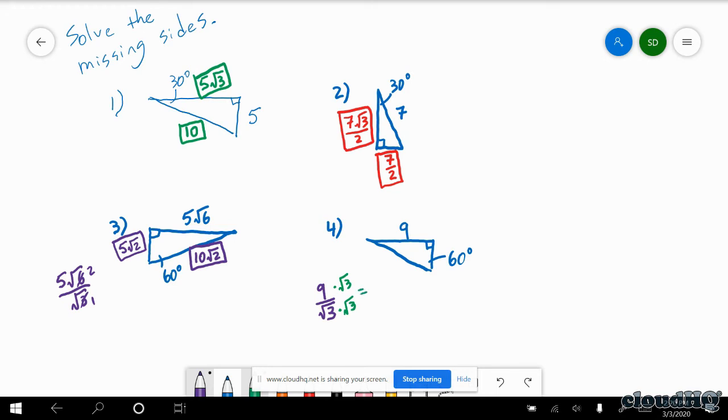And now on the top we get 9 square roots of 3. In the bottom we get 3. Square root of 3 times square root of 3 is the square root of 9, which is just 3. Now can that simplify? 9 and 3 can simplify. Good. So we end up with 3 square roots of 3 over 1. So just 3 square roots of 3. Which means our hypotenuse is 6 square roots of 3.